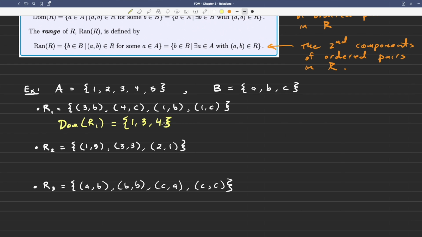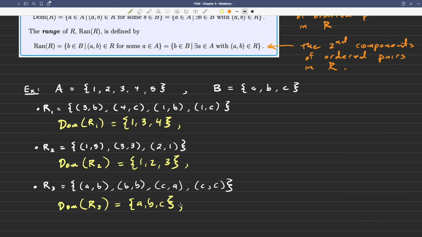It doesn't matter. For the second relation there, R2, its domain, well, just again, read off all the first components that you see. And I see 1, 2, and 3. And for the third example, the domain of R3, the set of all first components there, I see A, B, and C.